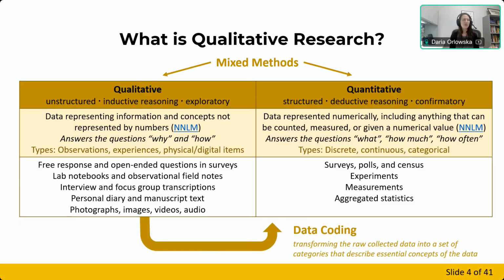Specifically, it is data representing information and concepts not represented by numbers, and it answers the questions of why and how. So the types that you might be familiar with are observation, so what you see and record, experiences, so reflecting upon something that might have happened to you, and also physical or digital items could be considered qualitative.